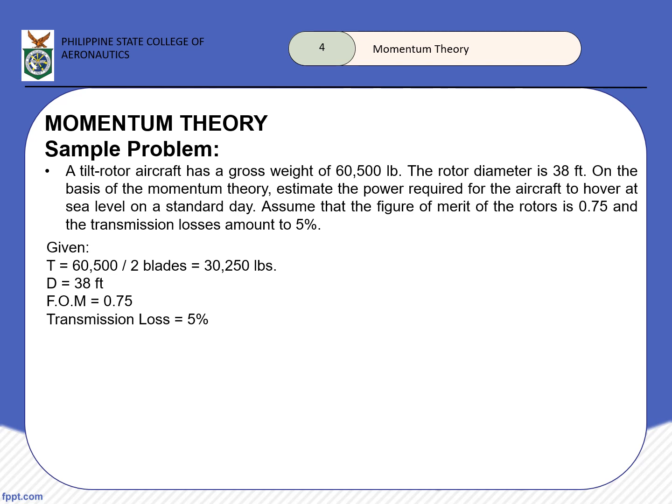First, we have T, which is the gross weight of our aircraft divided by, of course, our two rotors, which gives us 30,250 pounds. Our diameter is 38 feet, our figure of merit is 0.75, and our transmission loss is 5%. Now we can proceed to our solution.